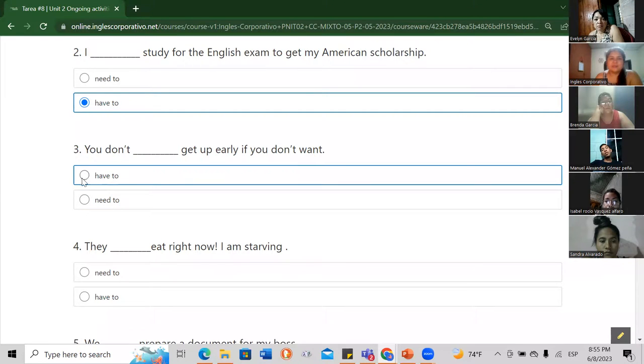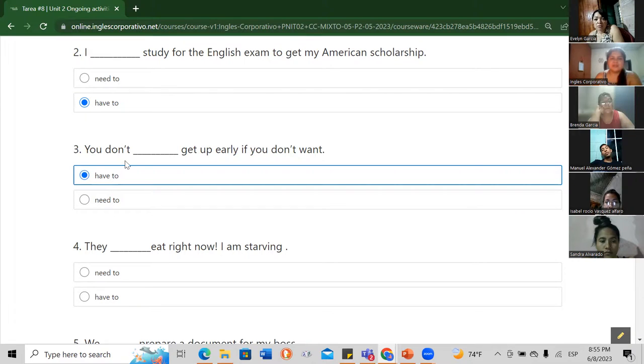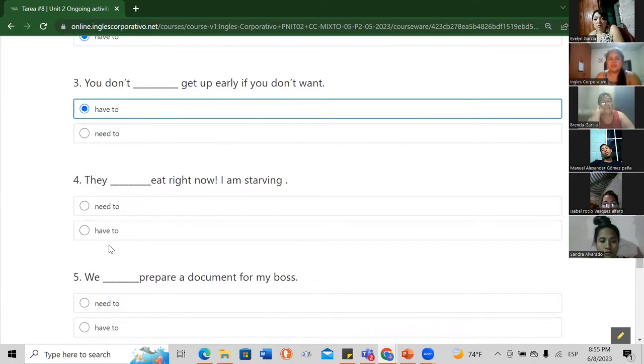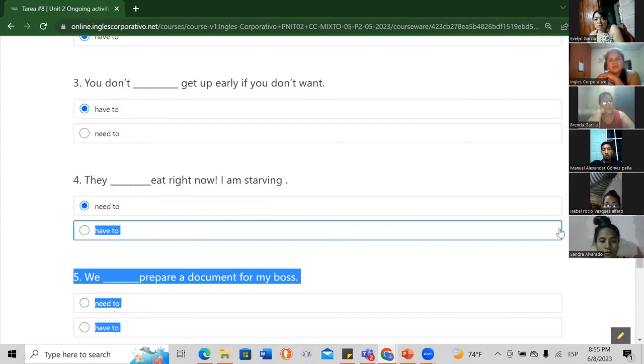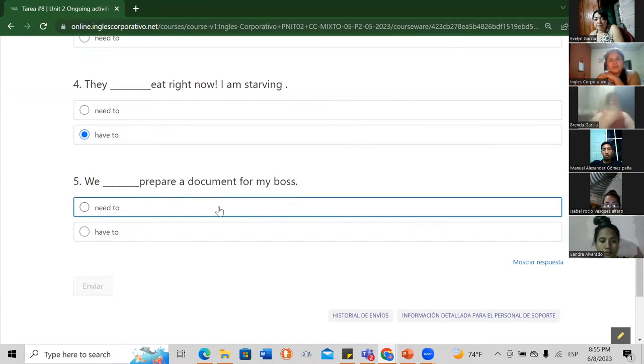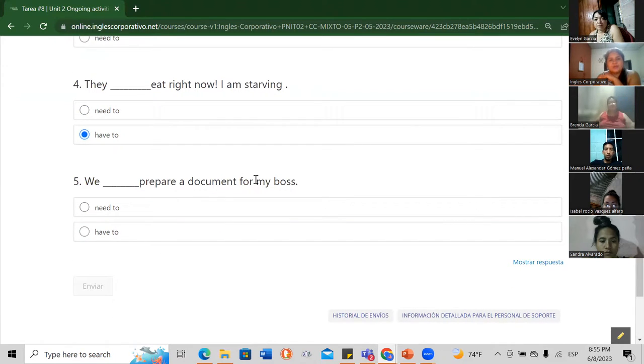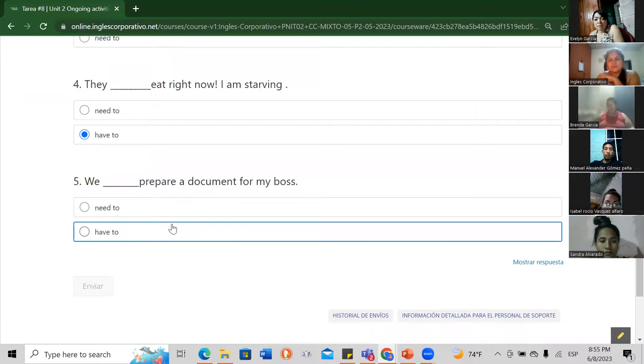I have to. You don't have. No, porque no es obligación in this case, okay? You don't have to get up early if you don't want, okay? No obligation here, okay? What about here? They need to eat right now and starving, or they have to? Need to, okay? Good. Number 5. We need to prepare a document for my boss, or we have to? Have to.